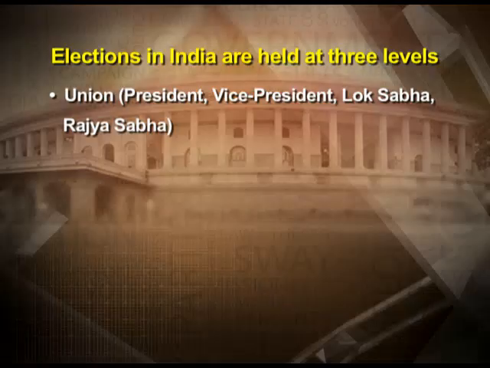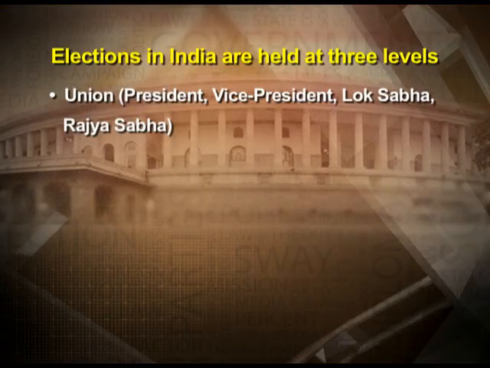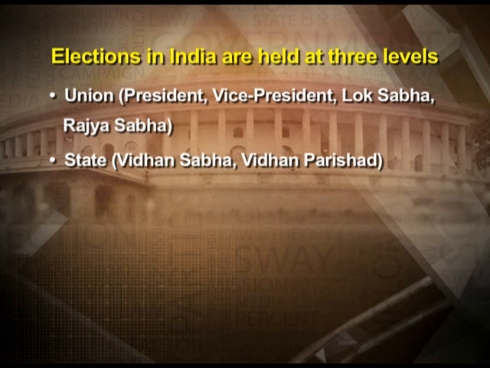One, the central or the union level, the elections for the office of President, Vice President, Lok Sabha and Rajya Sabha. These four elections are at the union level. Then at the state level, we have the elections to the Vidhan Sabha and the Vidhan Parishad. Not many states have the Vidhan Parishad anymore, but whatever states, and we will look at those states later, have the Vidhan Parishad, those elections are also state level elections.